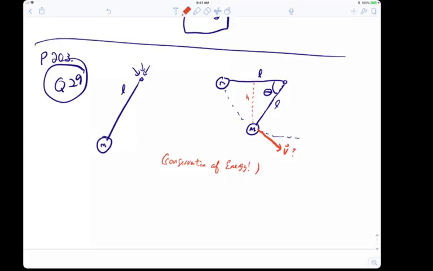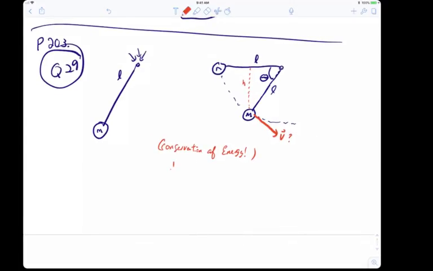The kinetic energy, 1/2 mv squared at that height, is going to be essentially the potential energy released. So it's going to be mg times the height, which is mg L sine theta. So that'll tell you how fast you're moving. So v is equal to the square root of 2gL sine theta.